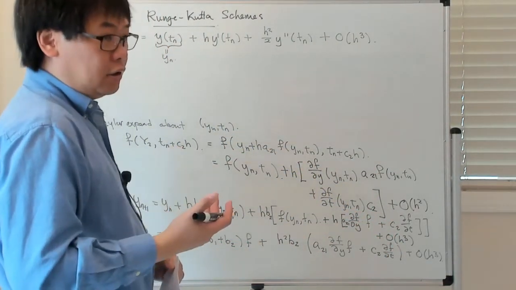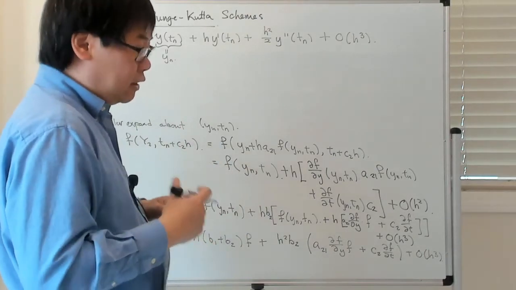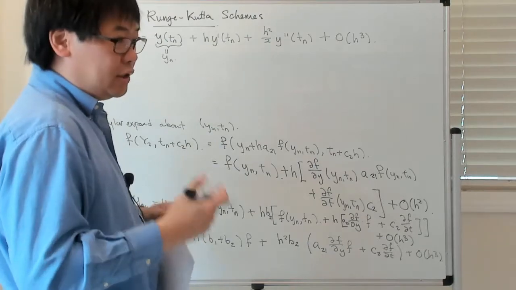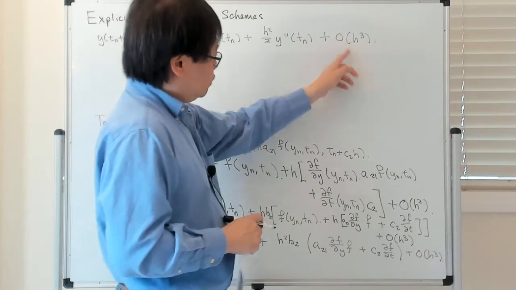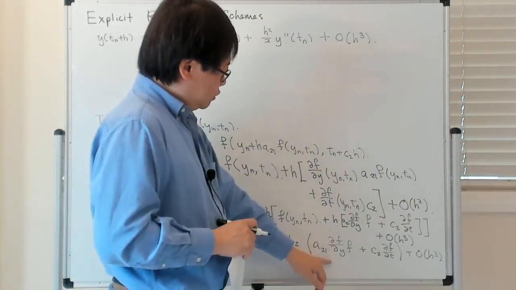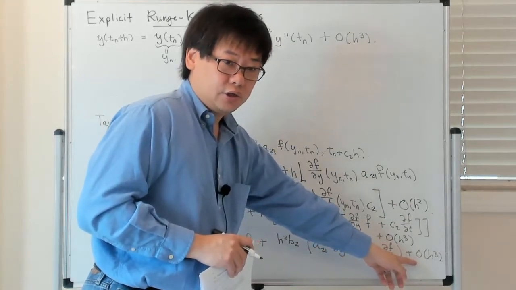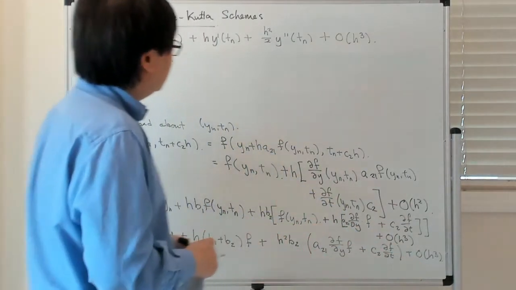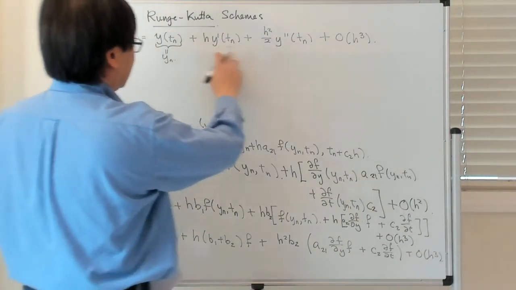And as you recall, when you have a local error of big O of h to the p plus 1, then your method is order p. So if you match everything up to second order, and then you have an error term which is big O of h cubed, then the order of the method you get is order 2. Okay, so let's see what happens here.